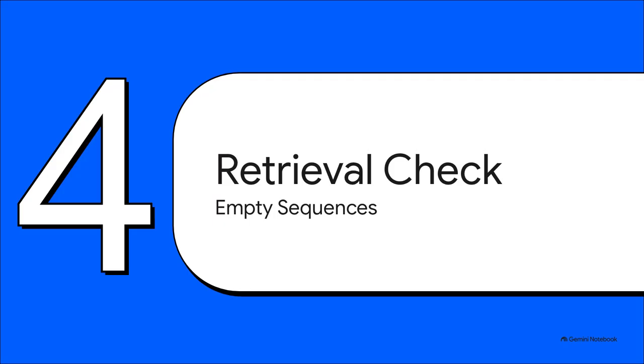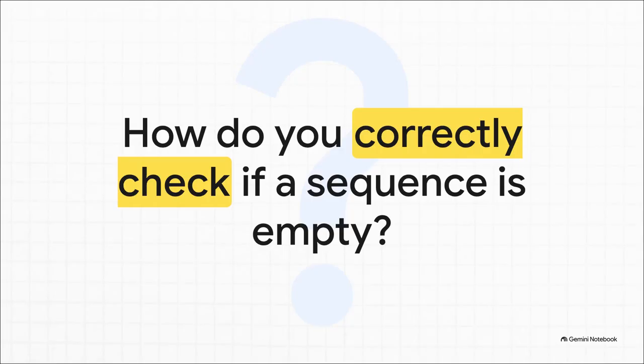All right, Section 4, Retrieval Check. Time to test our memory on empty sequences. Okay, quiz time. Which is the correct way to check if a sequence, like a list or a string, is actually empty? Try to think back to our truth value testing list of built-in false objects. Based on that rule and the strict PEP 8 style guide, how exactly should we write this?